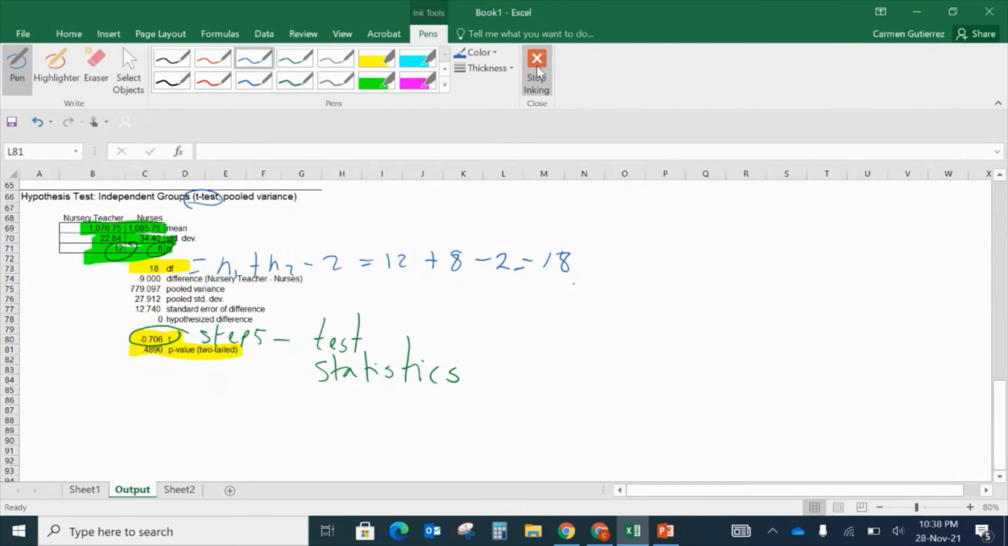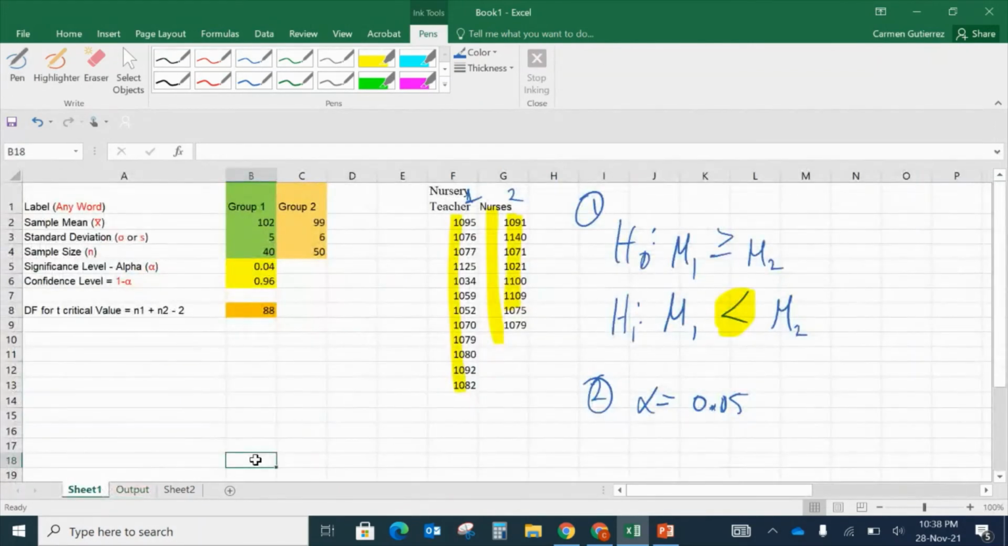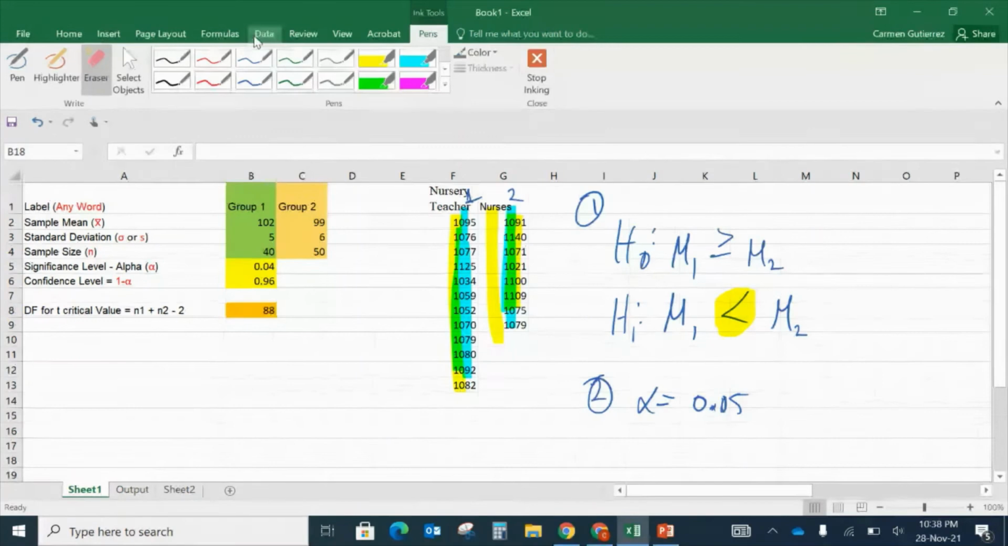Okay, now let me show you what happens if, instead of having the raw data itself, they give us information in which we can do a summary. Group 1 and group 2 summary. So let me show you how you would put that in MegaStat.